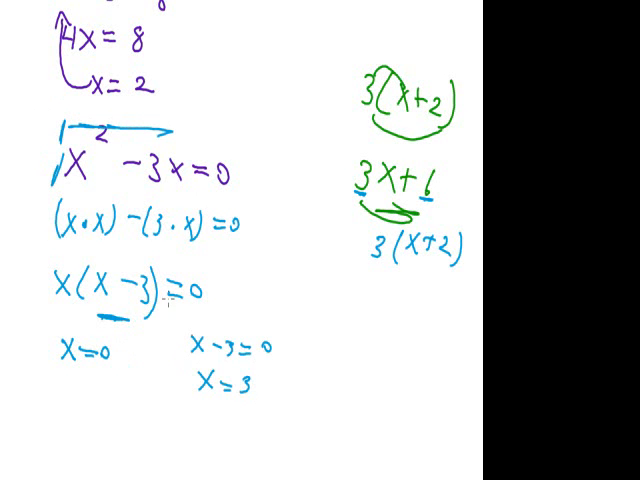Both these solutions are correct. So the way we write that is x equals 0, comma 3. Either of these numbers, when put in for x, satisfies this equation.